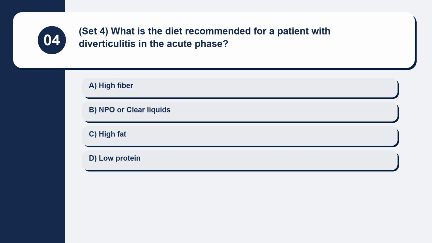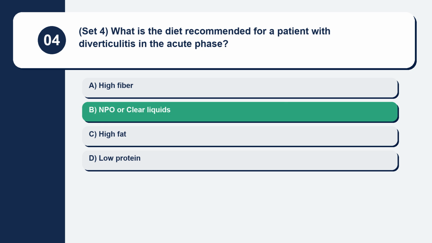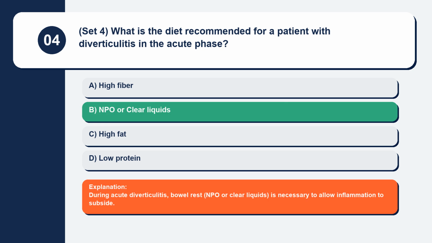Question 4. Set 4. What is the diet recommended for a patient with diverticulitis in the acute phase? High fiber, NPO or clear liquids, high fat, low protein. During acute diverticulitis, bowel rest, NPO or clear liquids, is necessary to allow inflammation to subside.